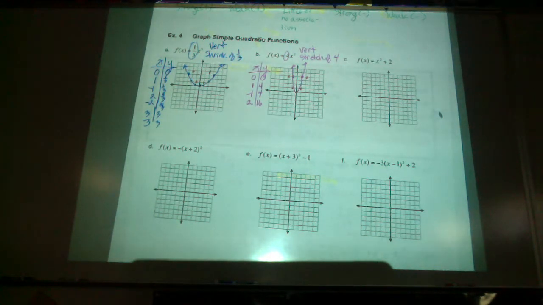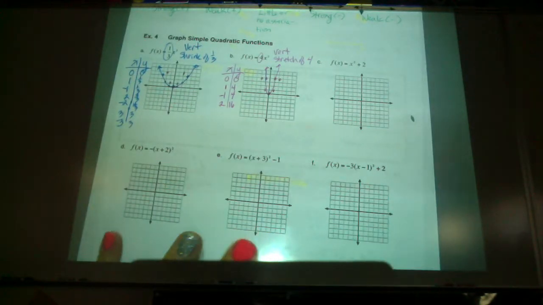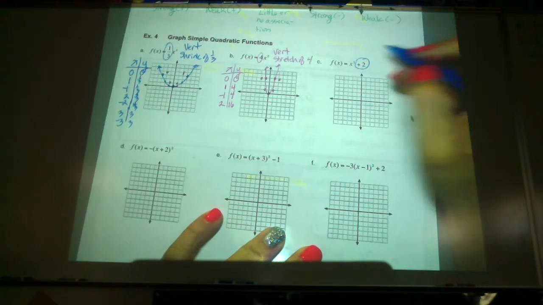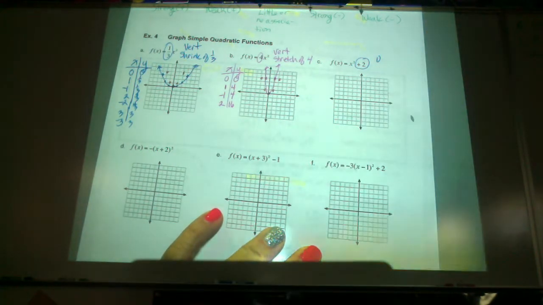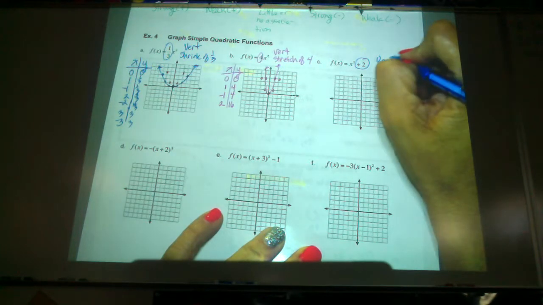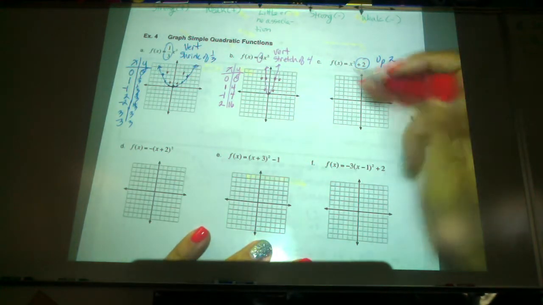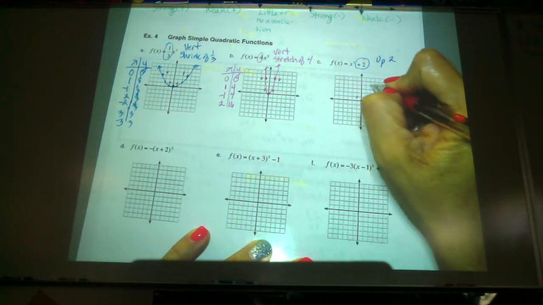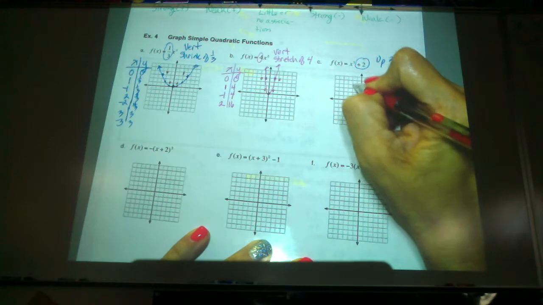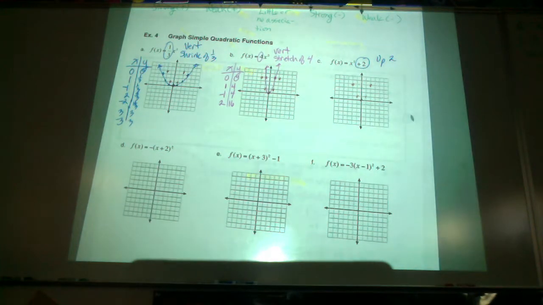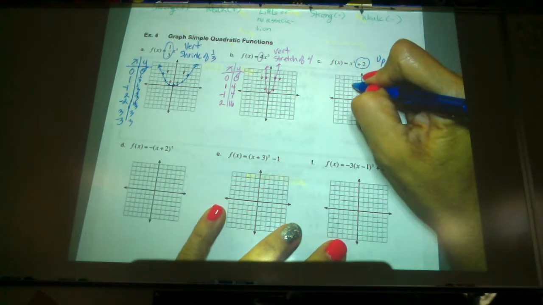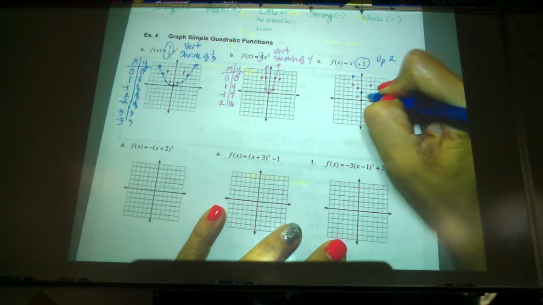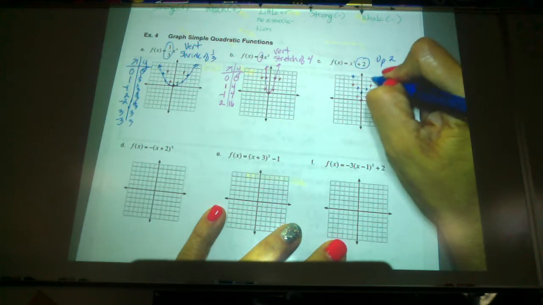The last of the easy ones is C. What's happening on C? Yeah, so that is a vertical shift, right? Up 2, correct. So this one's easy, no XY table needed. Here's my original parabola. Don't I just move every point up 2? Just like I taught you before. So up 2, up 2, up 2, up 2, up 2.